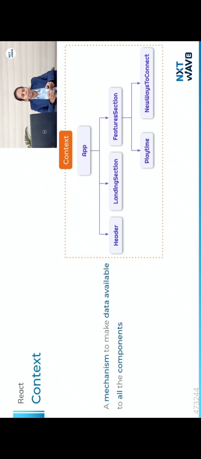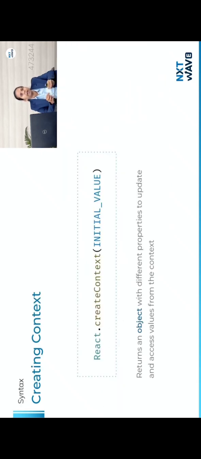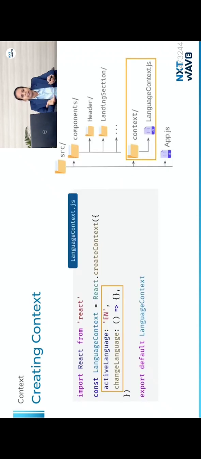Let's understand about it. Firstly, to create context, we have to write React.createContext of, and we'll provide the initial value for the context. This will return an object with different properties using which we can update the context value and access the context value. So let's take our example, the Windows example. Here we want to create a context. Firstly, we'll create a folder context parallel to the components, in which we are going to maintain the various contexts that we want to maintain.